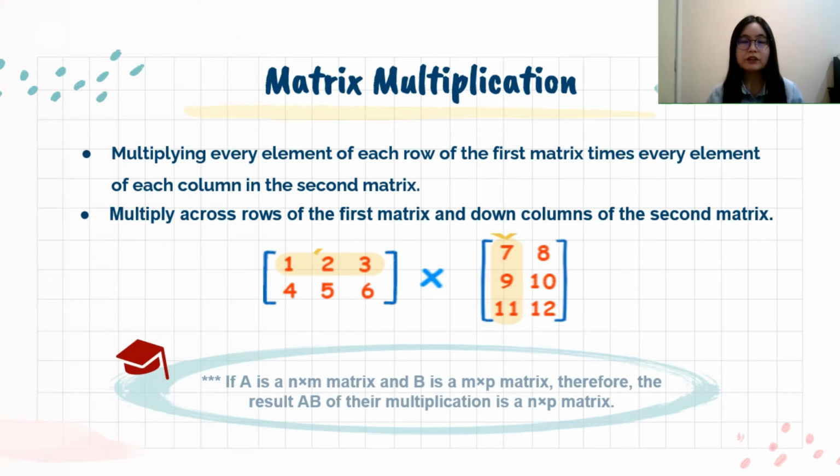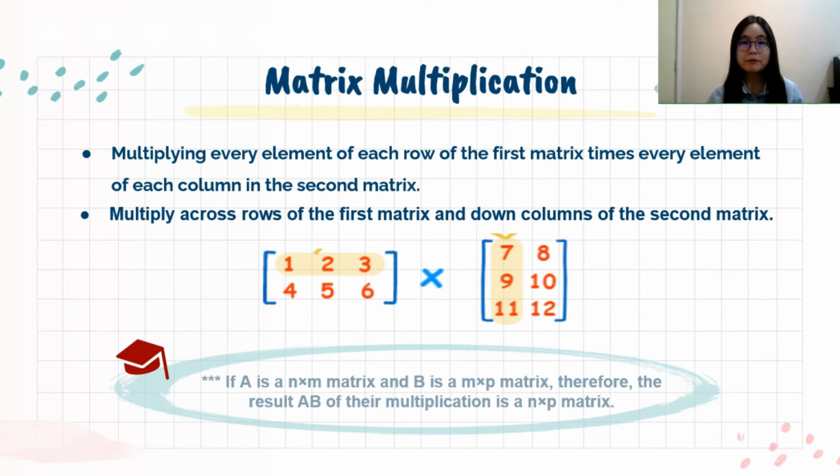Next, I will talk about matrix multiplication. Matrix multiplication is multiplying every element of each row of the first matrix times every element of each column in the second matrix. When multiplying matrices, we multiply across the row of the first matrix and down the column of the second matrix. Once we have multiplied through, add the products and write out the answer as a new matrix.